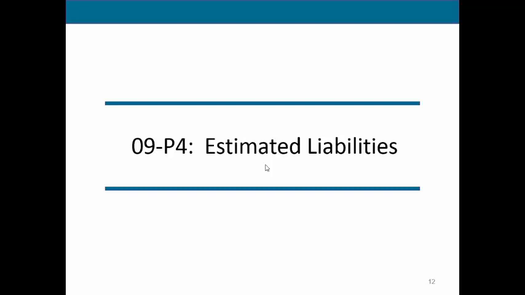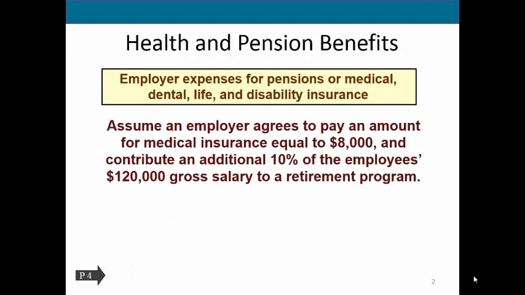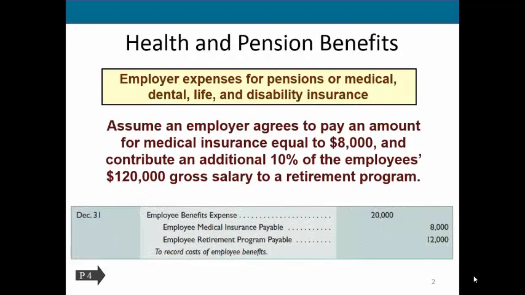So let's go ahead and begin looking at what these estimated liabilities are. So by definition, an estimated liability is a known obligation. So we know that there will be an obligation, but it's of an uncertain amount. So we don't know exactly how much it will be, but we can get a reasonable estimate. One of the best examples are our health and pension benefits.